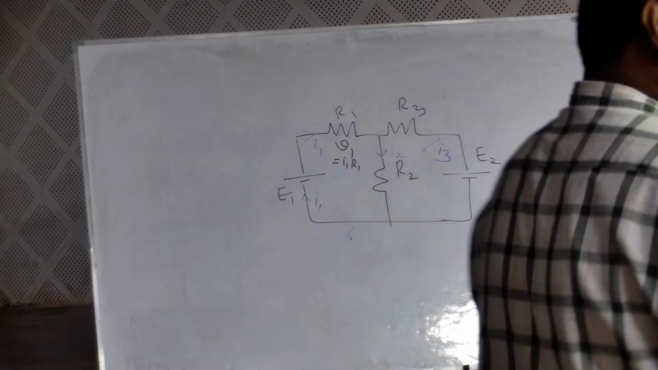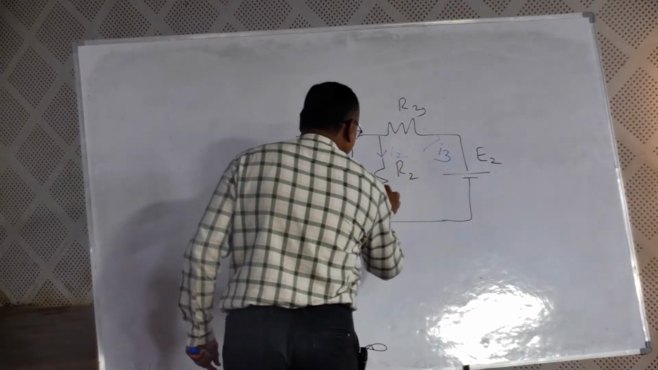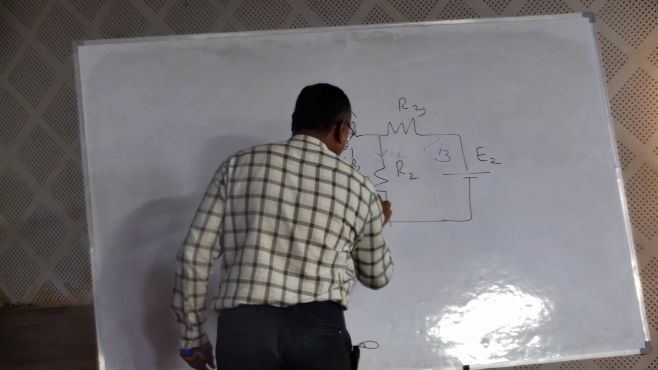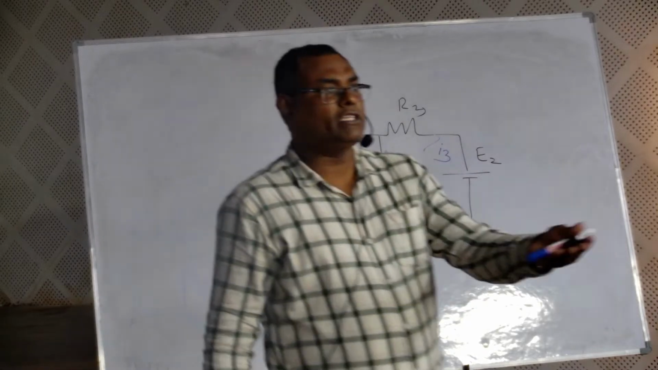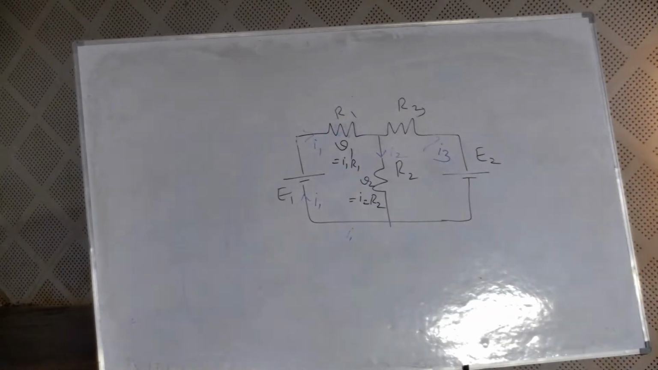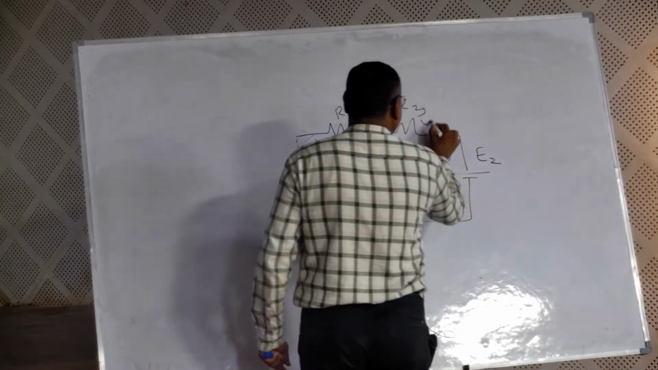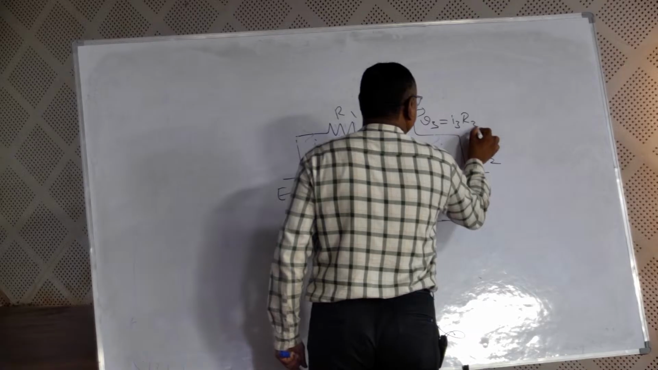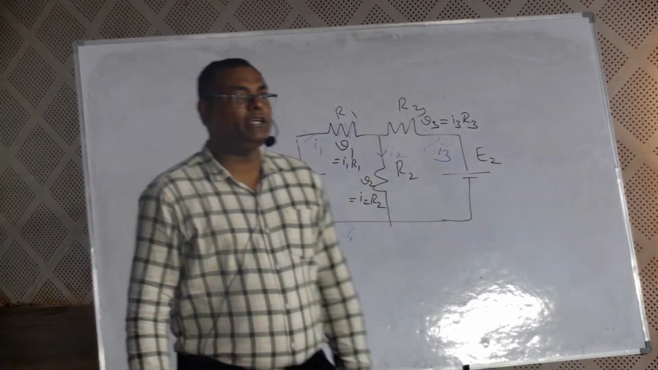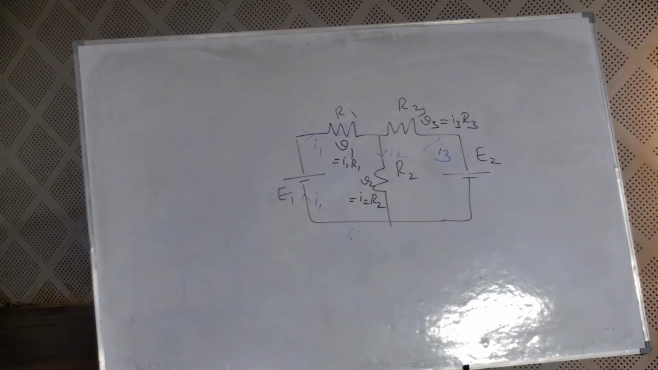What is the answer? V2 across the bulb. I2 into R2, Ohm's law. We get the voltage across the bulb. Third bulb, what is the answer? V3 across the bulb, I3 into R3. Yes, we got the voltage drops across the bulbs under running condition.